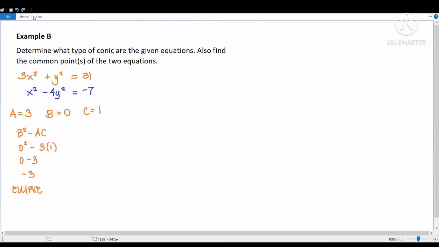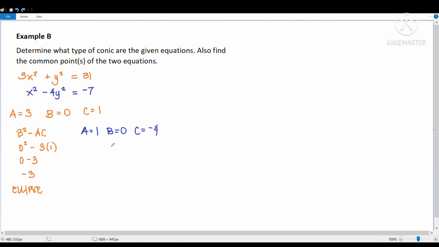So this is an ellipse. Next, for our second equation, we have x squared minus 4y squared is equal to negative 7. So our A there is 1, our B is 0, and our C is negative 4. The xy term is not existing, therefore B is equal to 0.